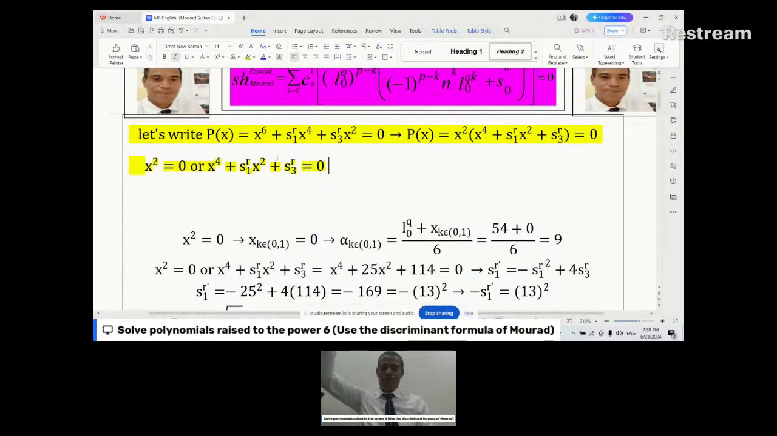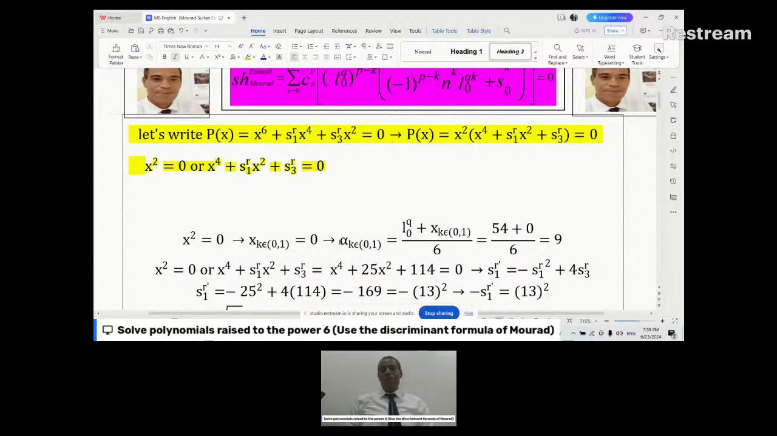Okay, this is your new polynomial that you got, learners. Therefore, x raised to the power 6 plus S1 of order r x raised to the power 4 plus S3 of order r x squared equals 0 means that you can put x squared as a common factor. It's clear, and you are going to solve this problem to the power 4. Means x squared is 0, and x to the power 4 plus S1 of order r x squared plus S3 of order r equals 0.